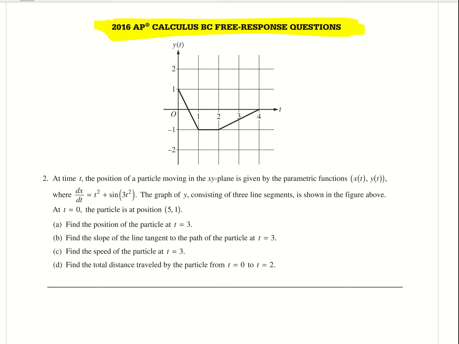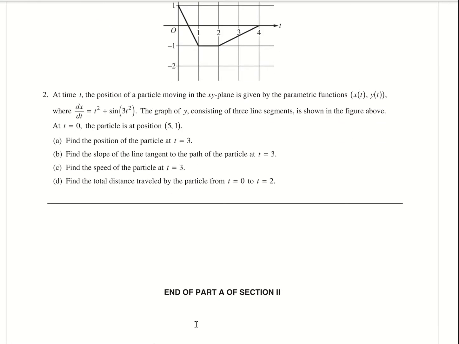So we want to start by finding the position of the particle at time 3. When you are doing position problems with parametrics, you almost always are going to be using the accumulation formula. So x of time 3 could be found by doing x at time 0 plus the definite integral from 0 to 3 of x prime, and we'll do this with respect to t. And I'll use the calculator for this. x of 0 is 5. And then again, I'll just use the calculator from here.